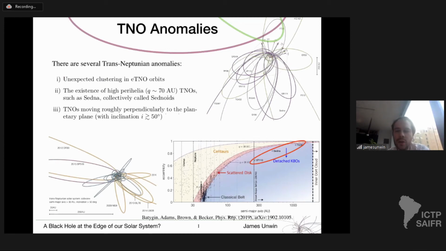So yes, more information about the orbits of these things will come in the next, say, 5 to 10 years. And this will give us a better picture of both whether there's something out there and if there is, where it is. And I think it's very exciting to keep a watch on.